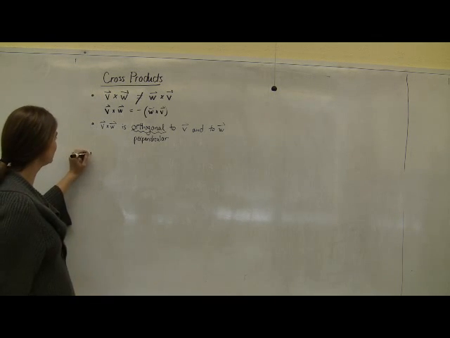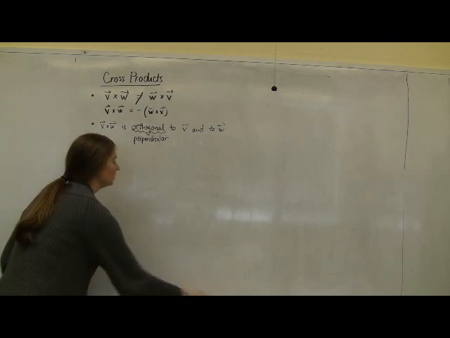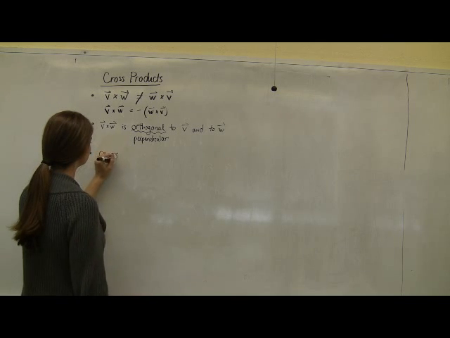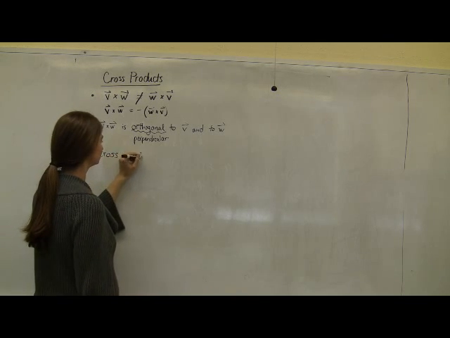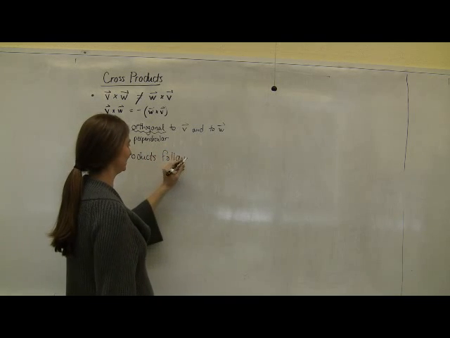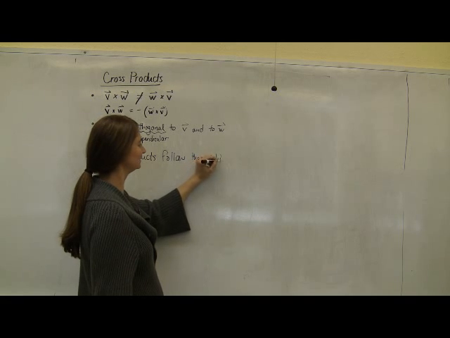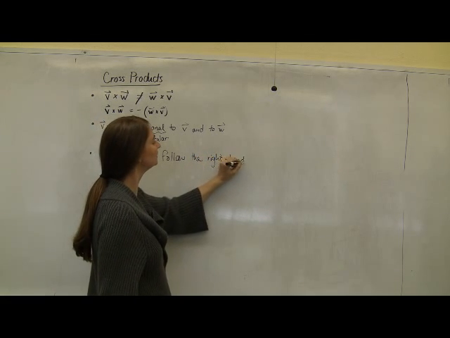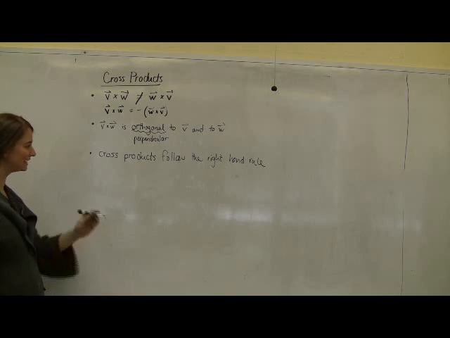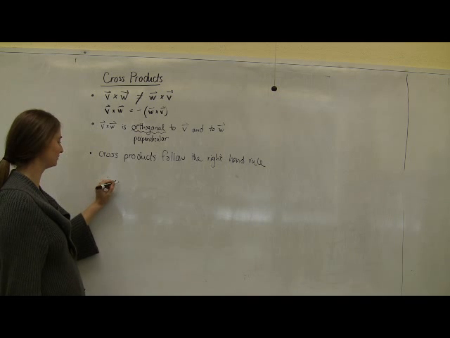And the final piece of geometry that's important to note is that cross products follow what we call the right-hand rule. So what do I mean by the right-hand rule? Well, to take an example, let's check out what happens when we cross the vector I with the vector j.